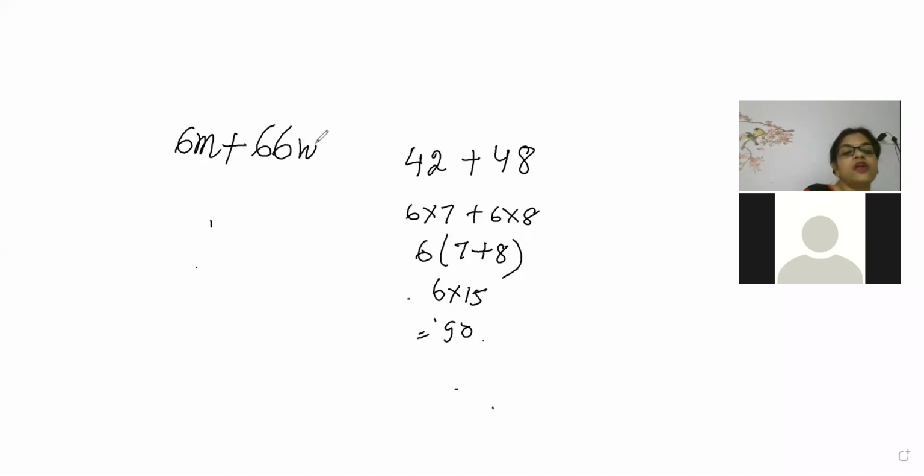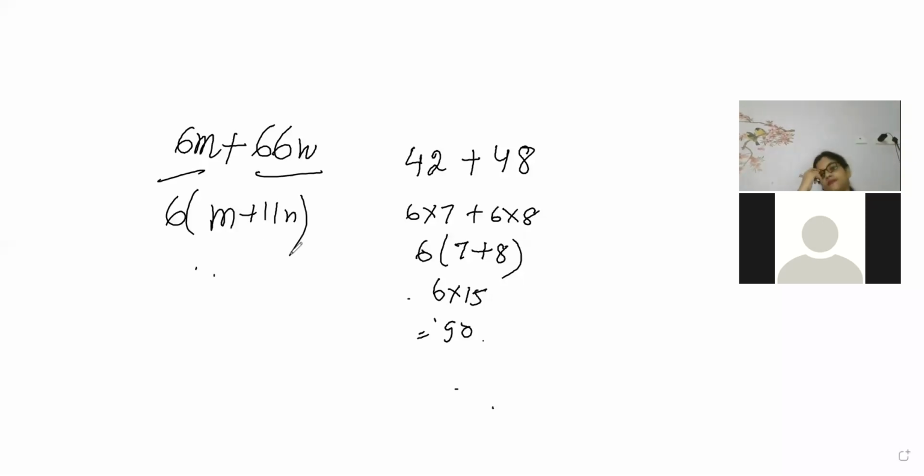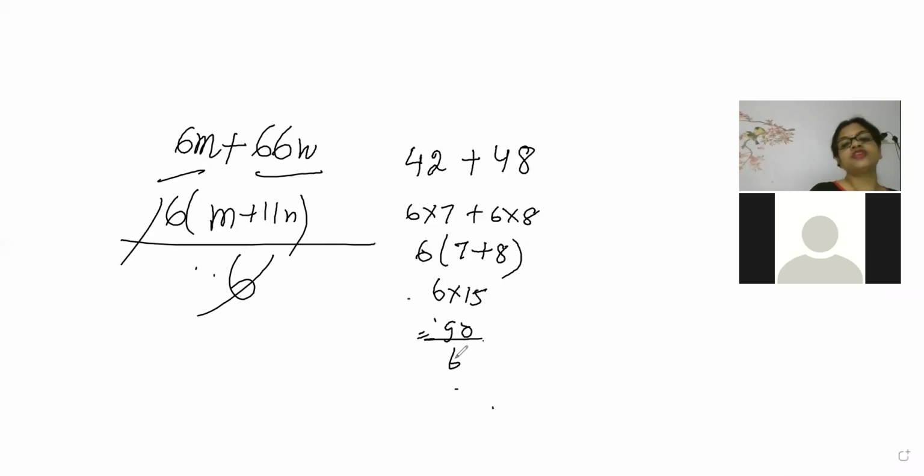Now look here, beta. Here also 6 is there. Here also 6 is there. So when 6 is there in both places, what will you do? You will take out 6. What will be left? M plus 11n. And once 6 comes out, you will divide it by 6. It will get divided, so this number will be divisible by 6.